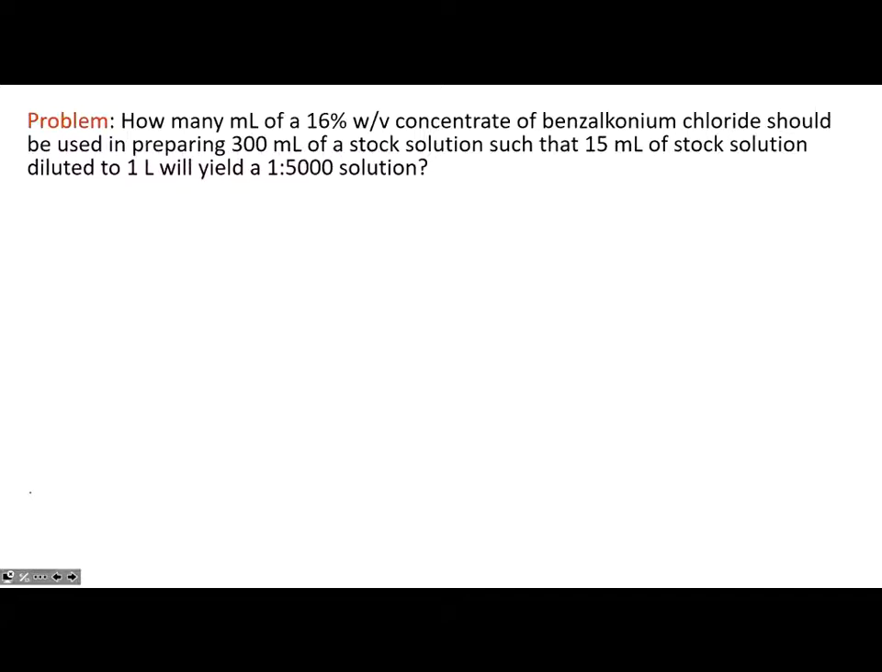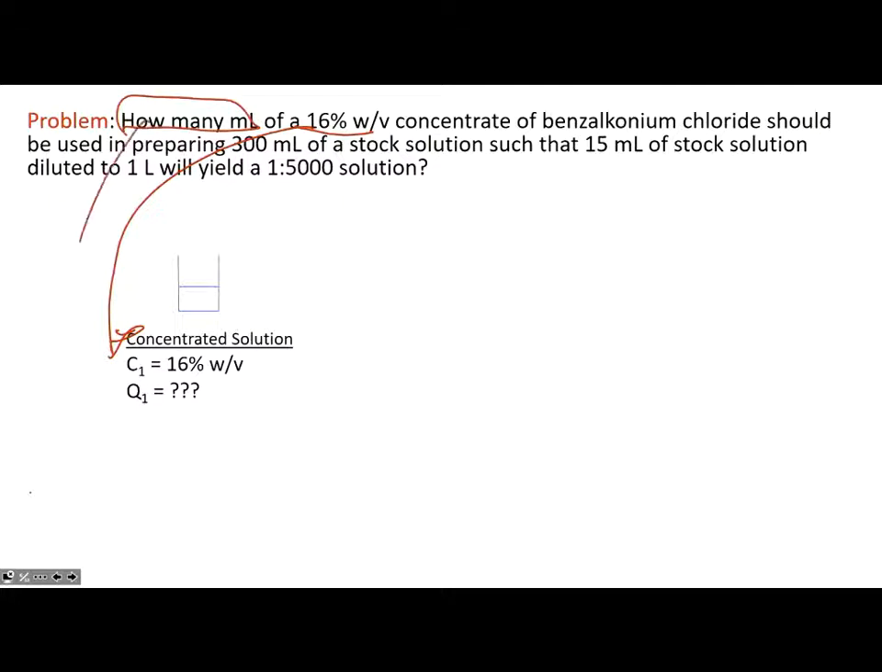So let's start at the beginning. What are we starting with? We are starting with a 16% concentrated solution. So what I'm saying here is I'm going to use the term concentrated solution, and the 16% is coming from here. That is the first beaker I have. Do I know how many milliliters of that to use? I do not. So that's why I say I'm not sure what the quantity is, but I know I'm starting with a concentrated solution at 16% weight per volume.